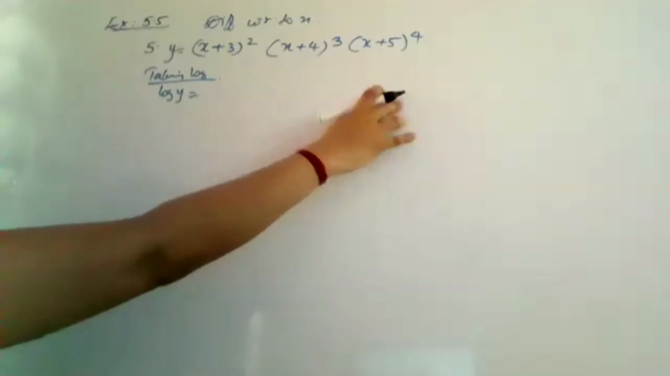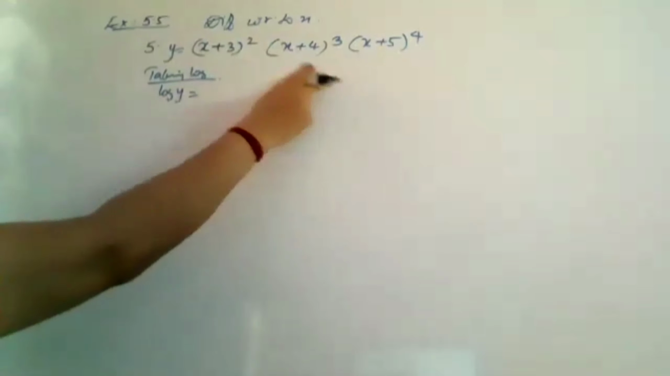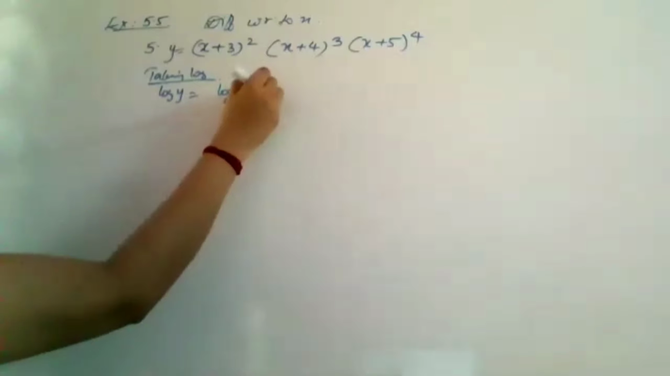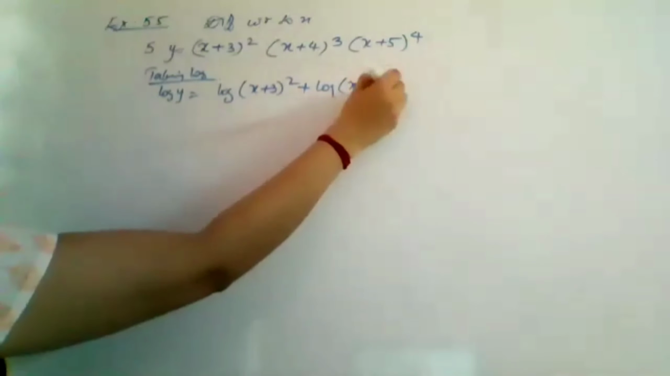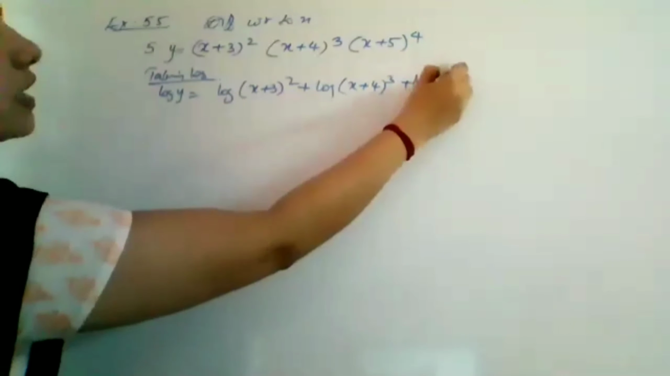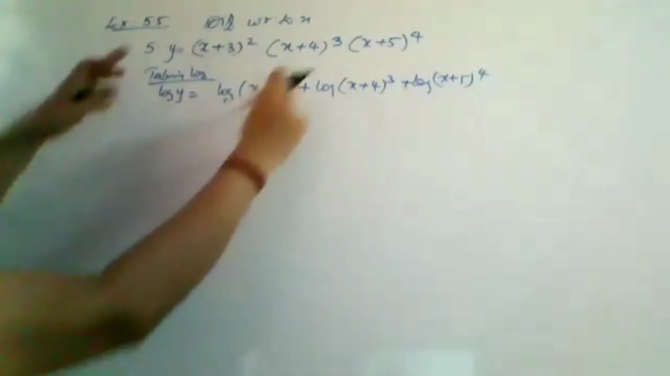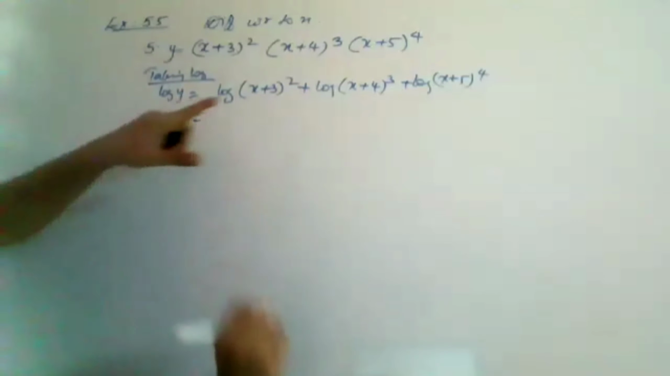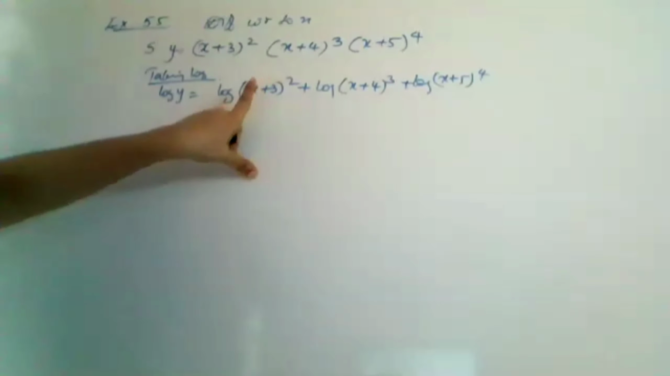And what will that give you? Log of abc, so log a plus log b plus log c. I'm just first directly applying it like this: log of x plus 4 the whole cube plus log of x plus 5 the whole raised to 4. This is clear? So actually this is the log of the whole term. After that I have written the step. Now one more step is required, which is log of a raised to b, so you'll get b log a.